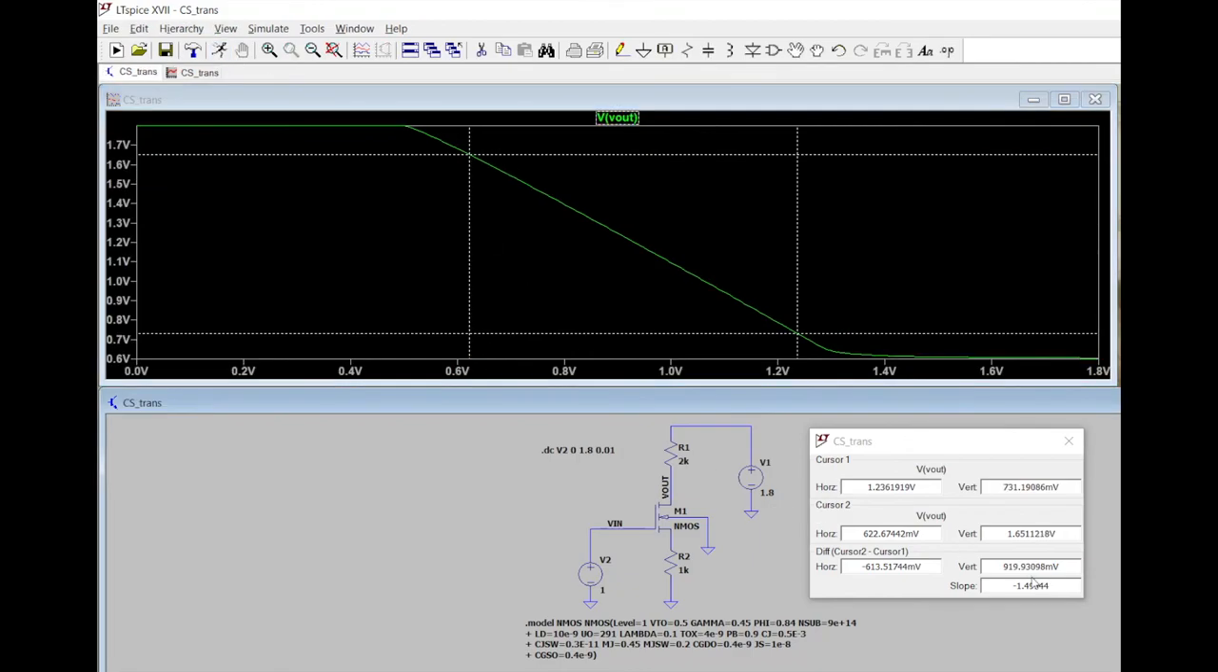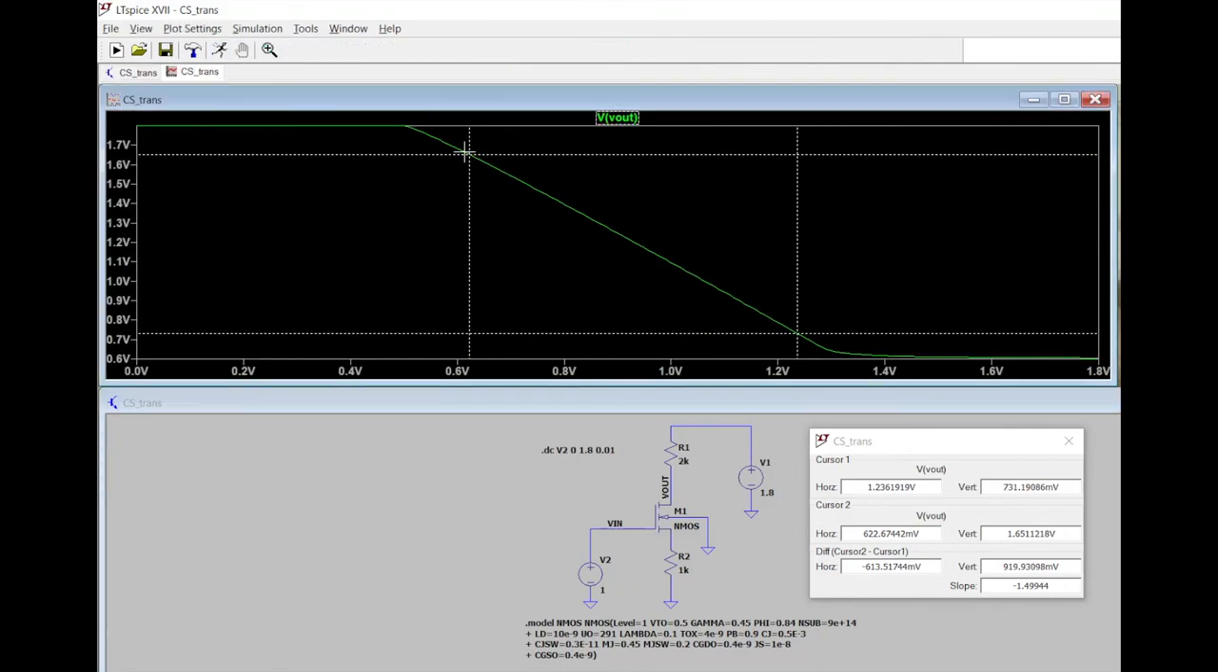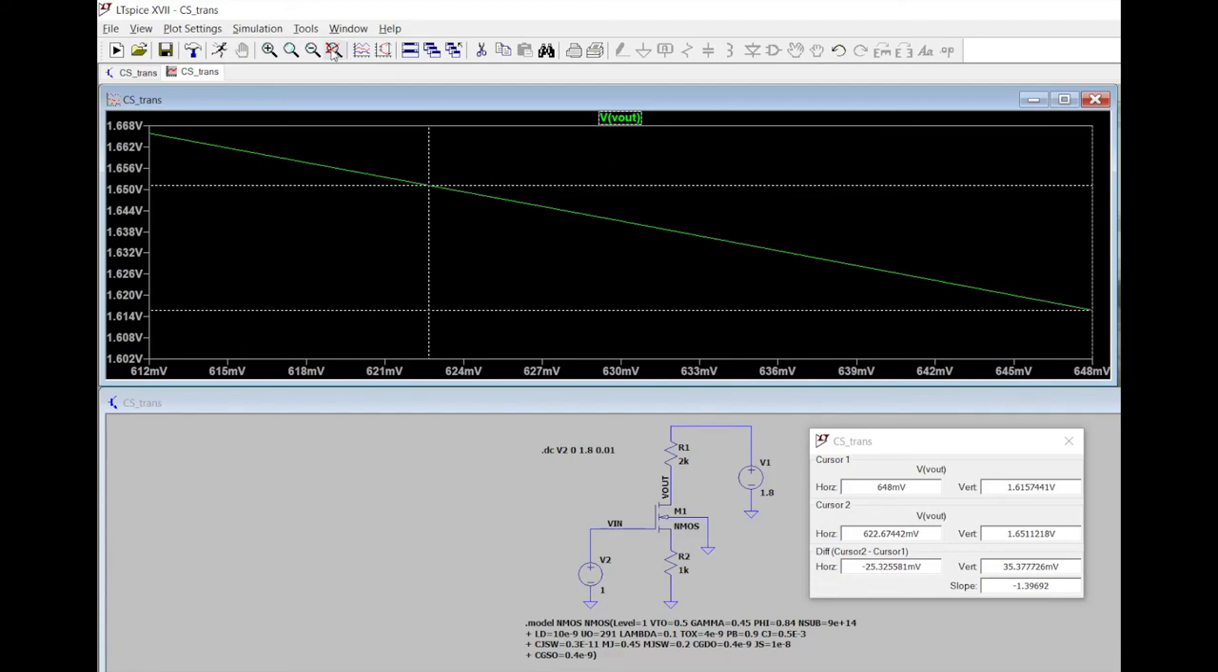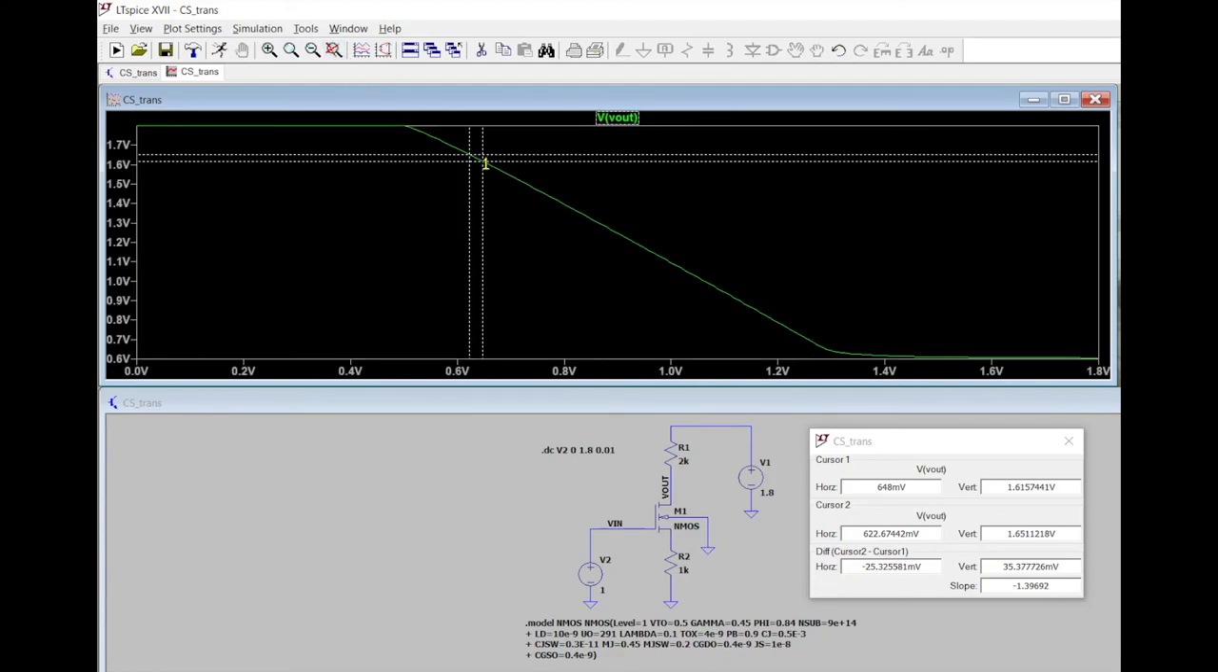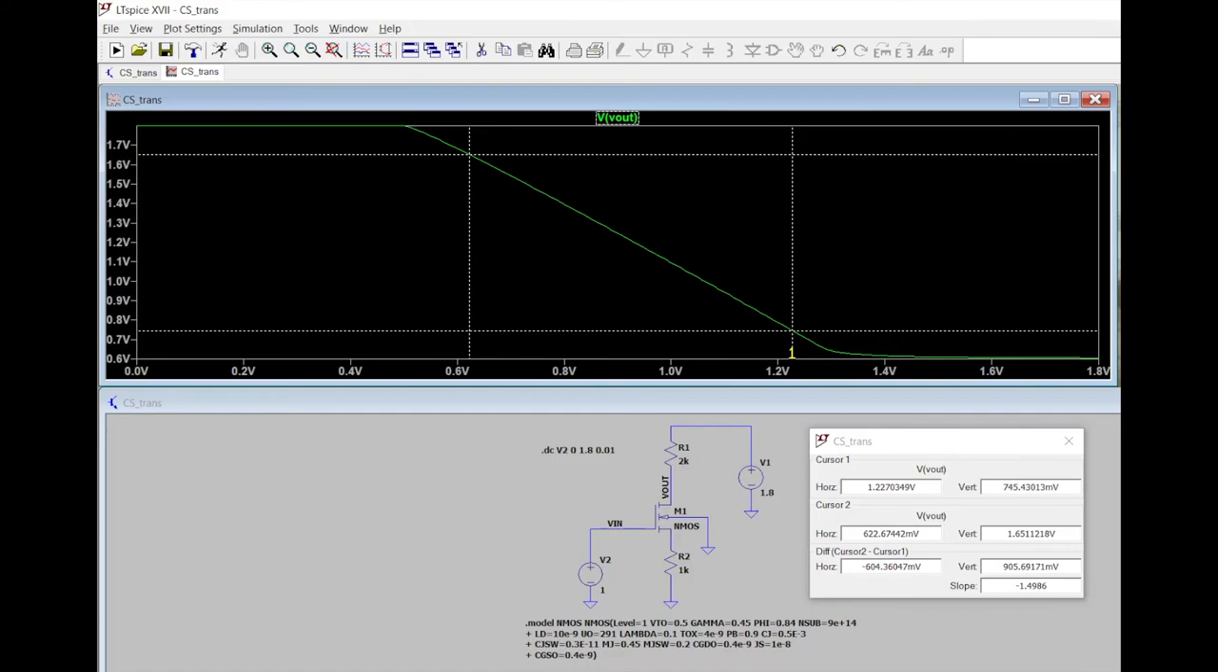So you can see here now the slope has gone from 1.4 to almost 1.5. So the approximation is getting closer. Of course, it's just an approximation. The idea here is that as we increase this resistance, the gain is going to decrease.